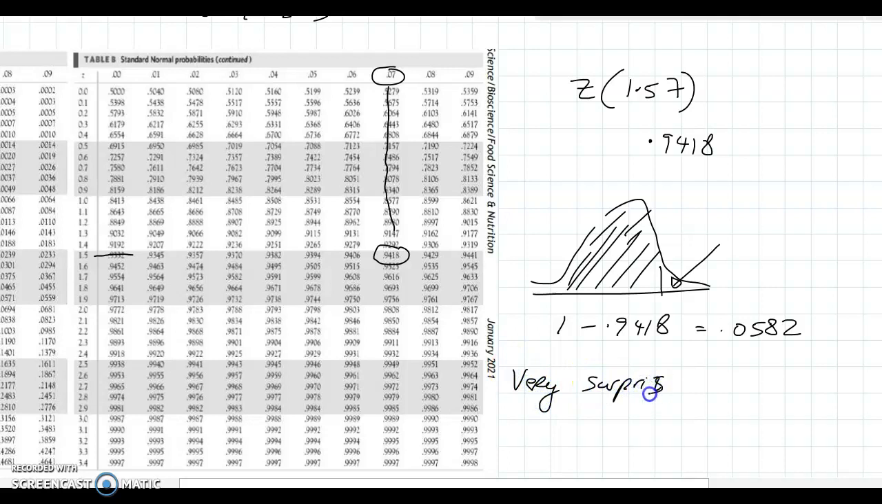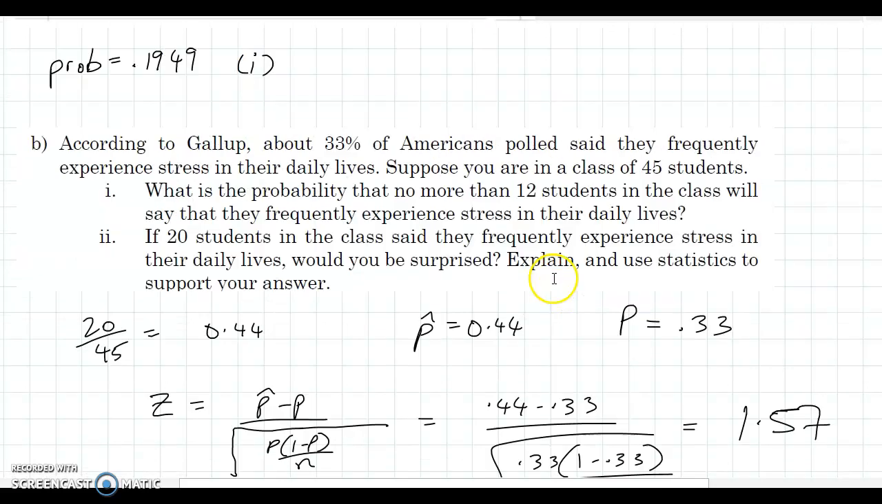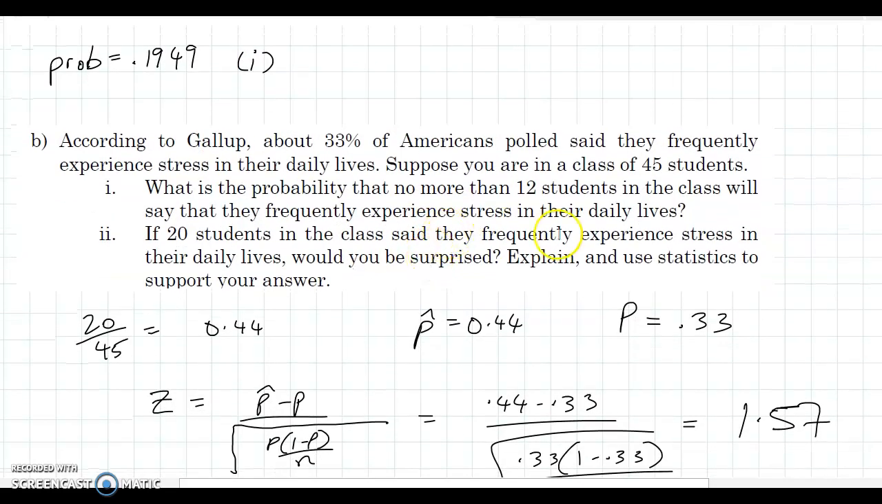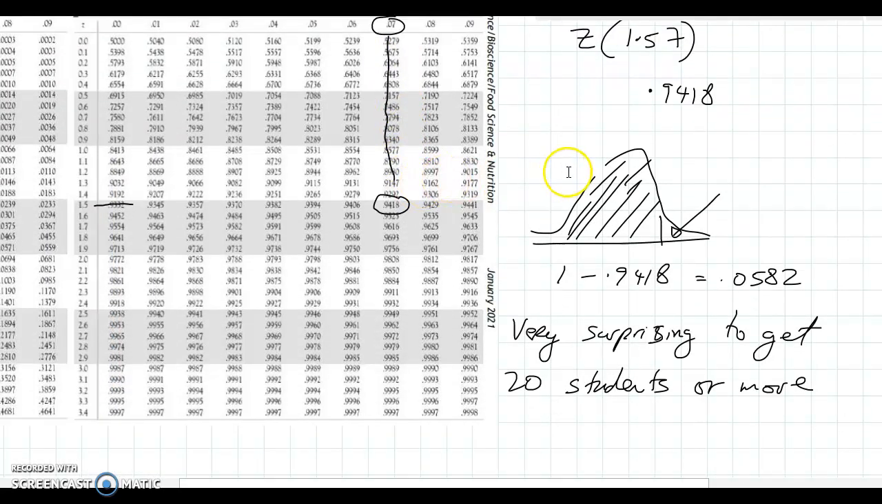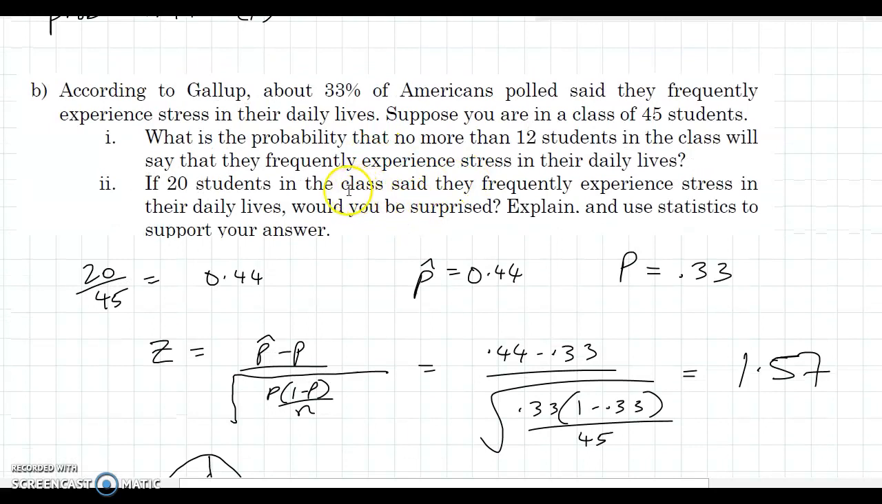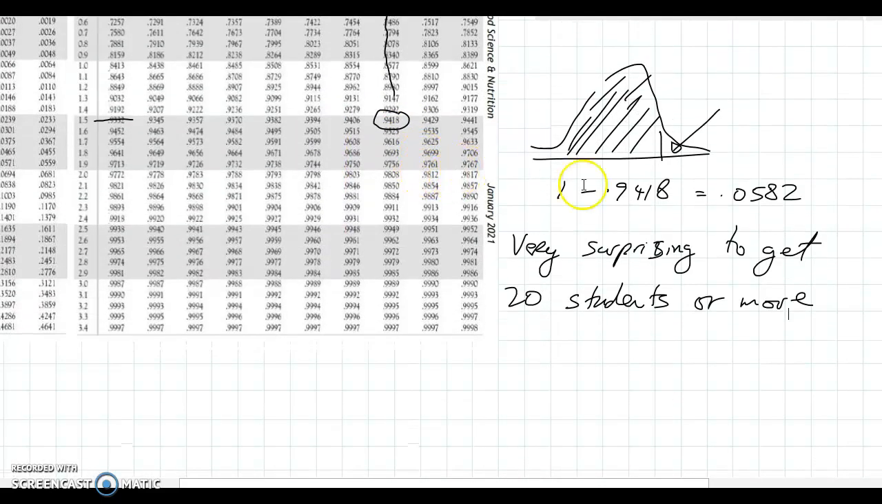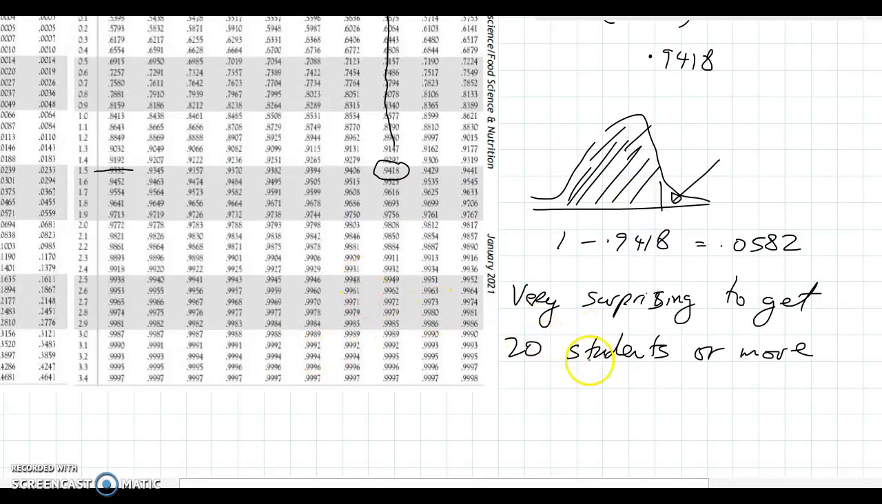So it would be very surprising to get 20 students in the class satisfying this condition, 20 out of 45. Very surprising to get 20 students or more saying that they frequently experience stress in their daily lives. So the short answer there, you can write it out a bit better yourself, is that a surprising score out of 45? It is, and we've backed it up with statistics. It's very surprising to get 20 students or more saying they experience stress, etc. in their daily lives.